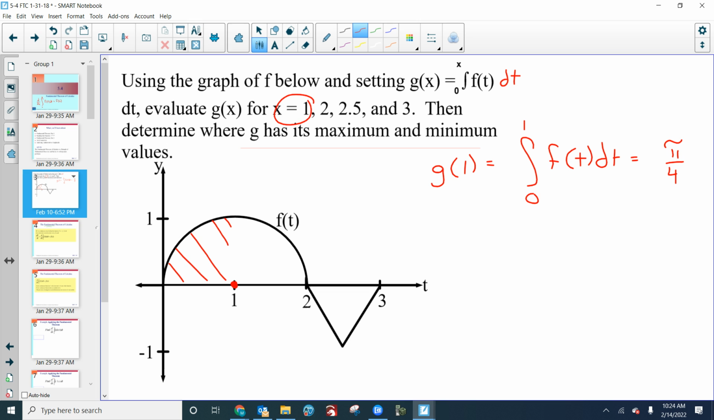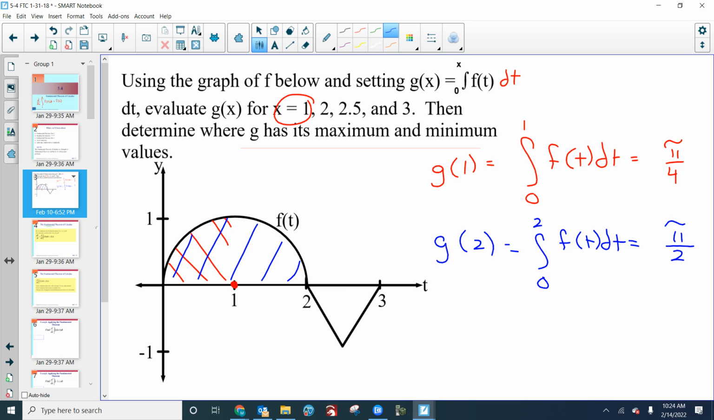All right, let's keep moving. What's g of 2? Integral from 0 to 2. Isn't that another pi over 4 added on? What are we up to now? Pi over 2. We're up to pi over 2 now.